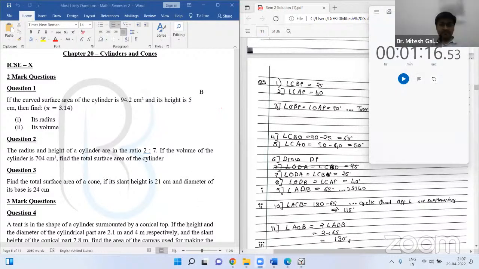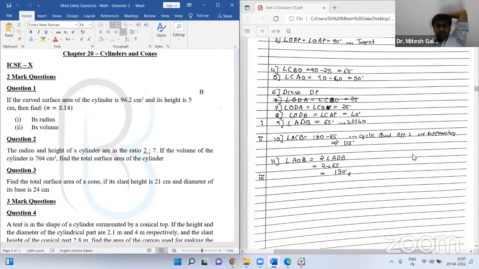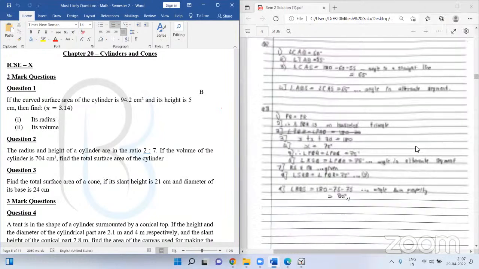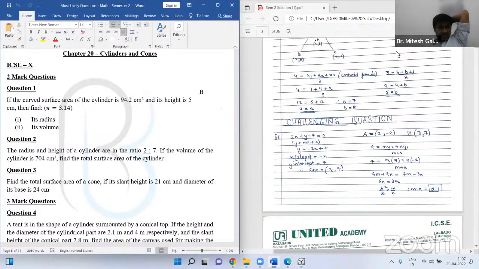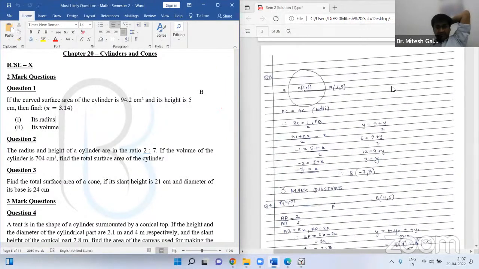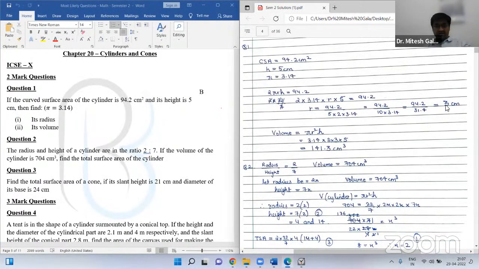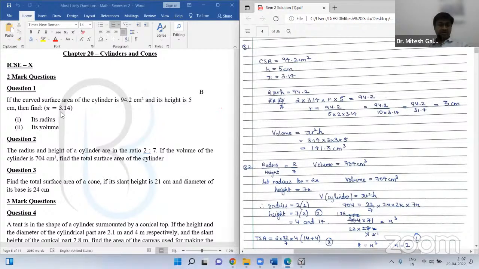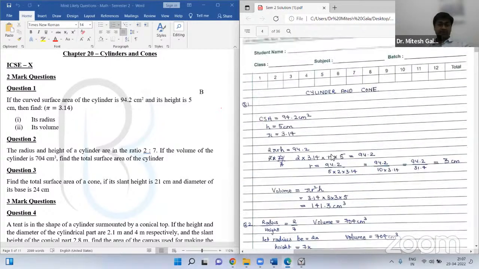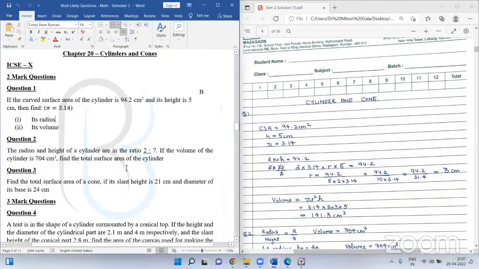Okay, let's look at it. They say the curved surface area is 94.2. Find the height. So, curved surface area of a cylinder, what is the formula? Anybody? 2 pi RH. So you apply that 2 pi RH. You have the height, you have the curved surface area, you can find the radius easily. So the radius we are getting is 3 centimeters, is it? Yes, sir. And then the volume is pi r square h. Take pi as 3.14. Answer should be 141.3. Everyone's getting the same answer? Yes, sir. Perfect. Chalo. Question number 2.